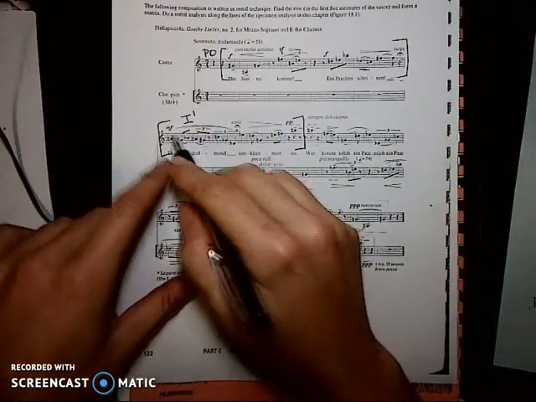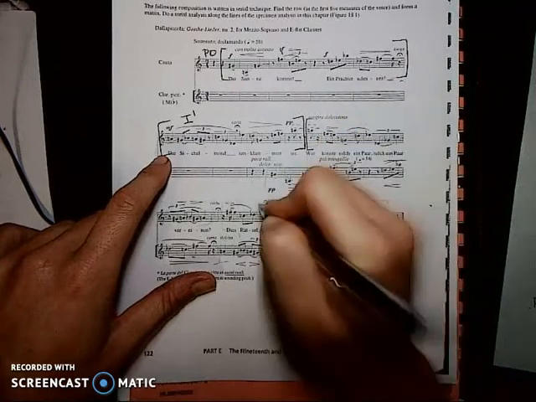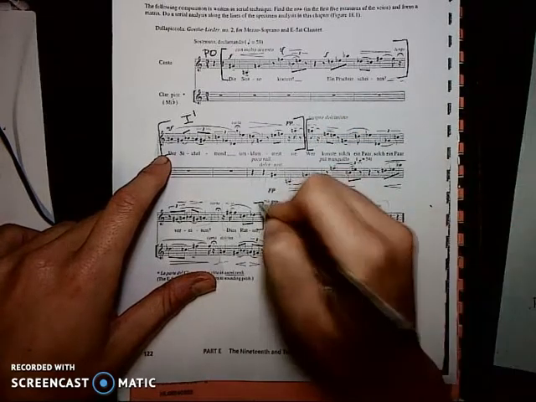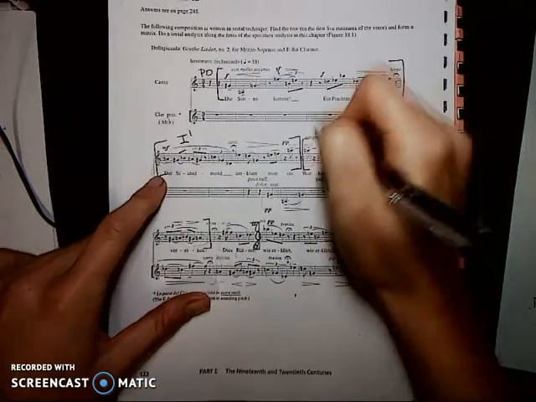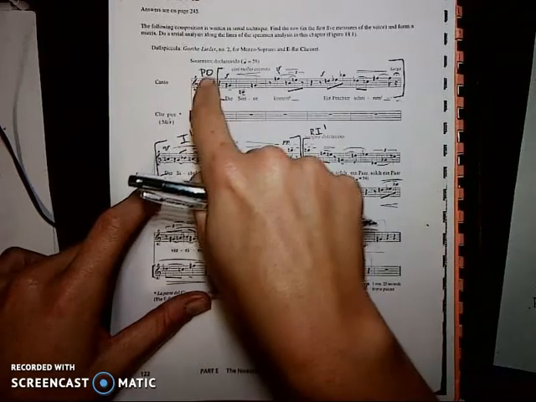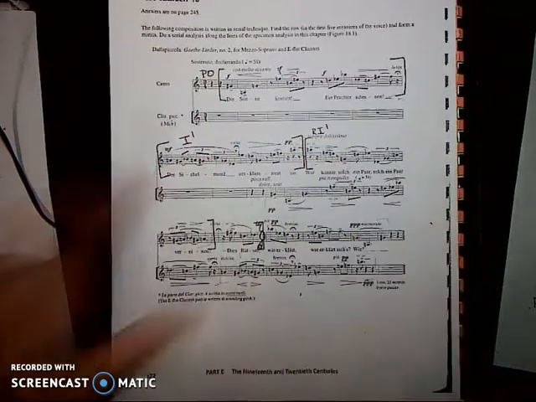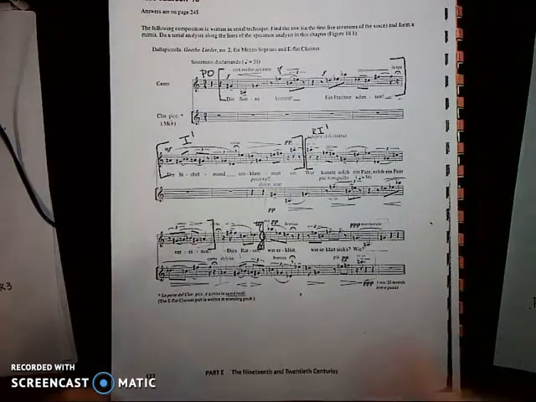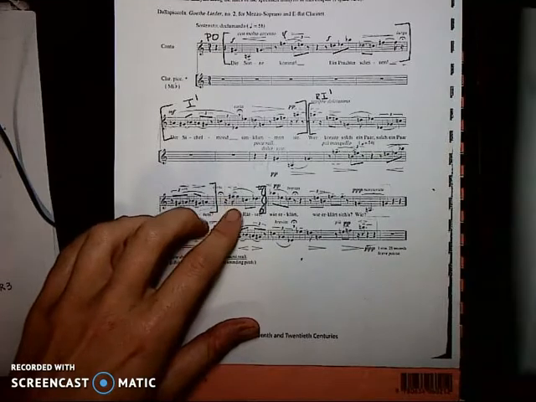He essentially played this row backwards, which makes sense because this is RI1. The inversion of the prime form transposed up by a half step, played in retrograde. Okay? Very cool. Okay, let's keep going in the voice.